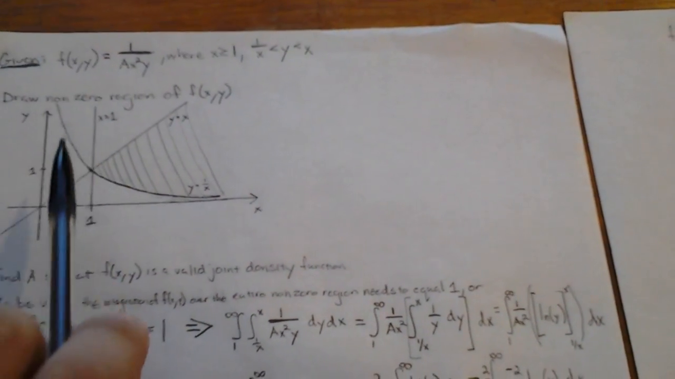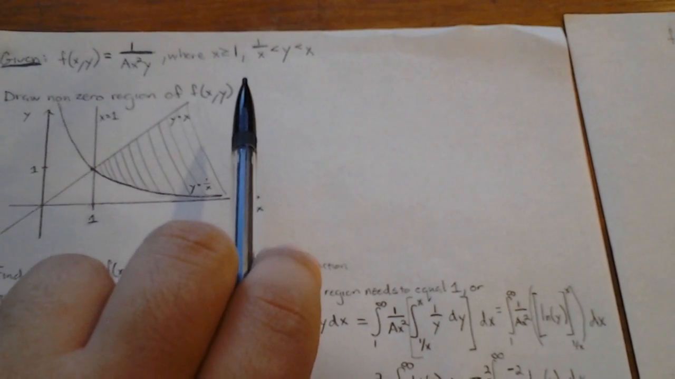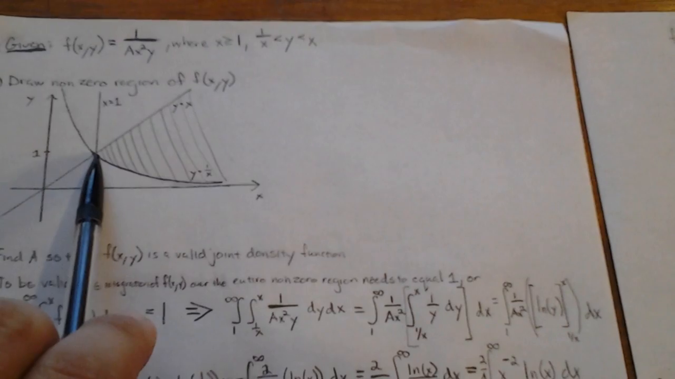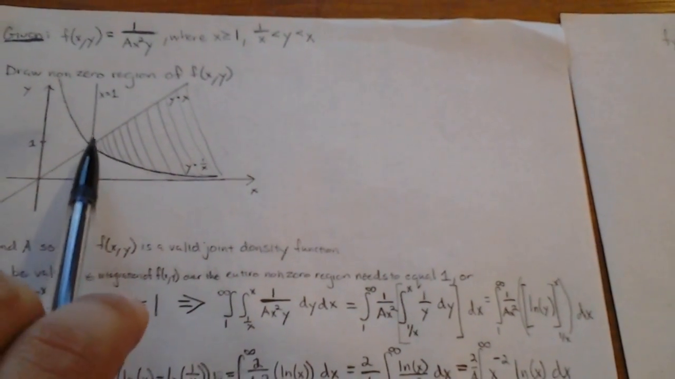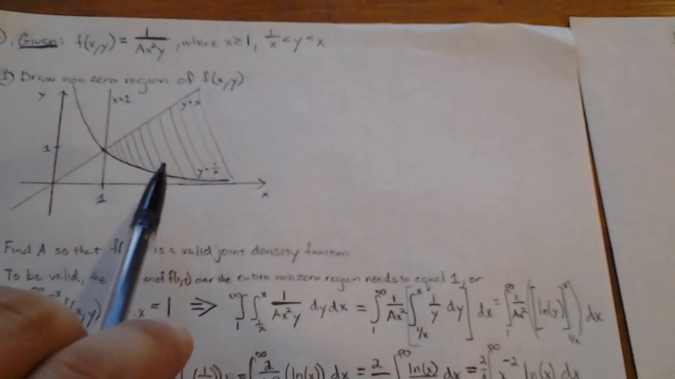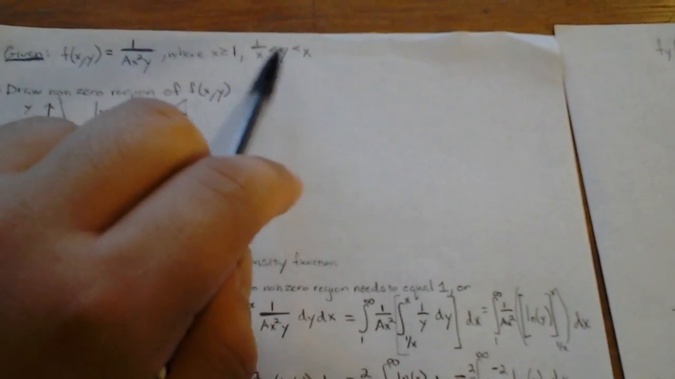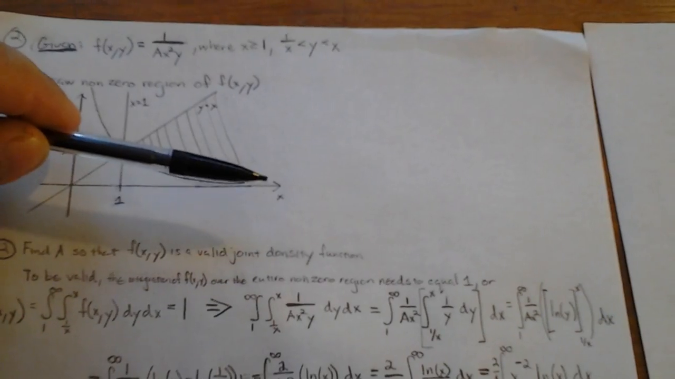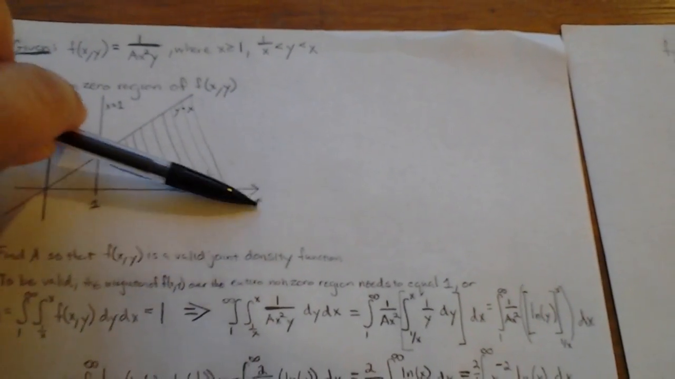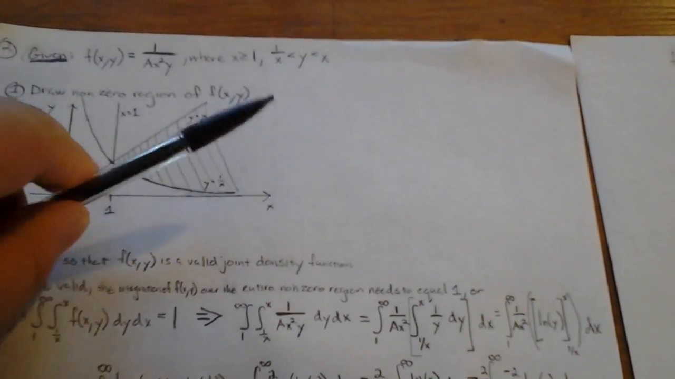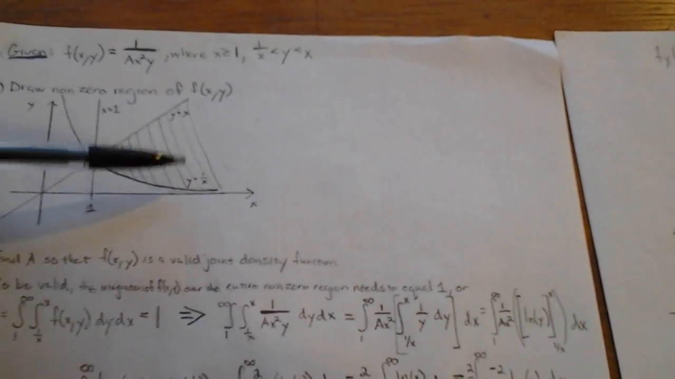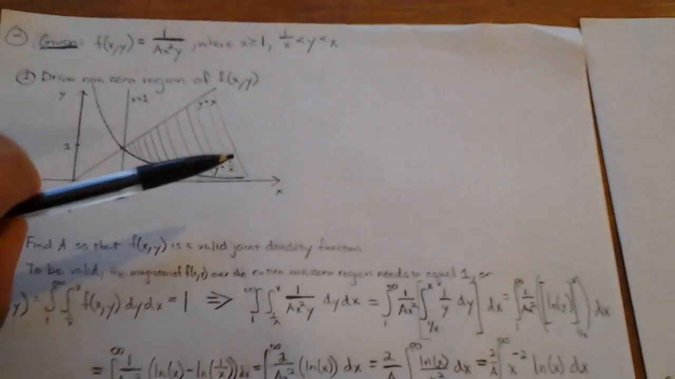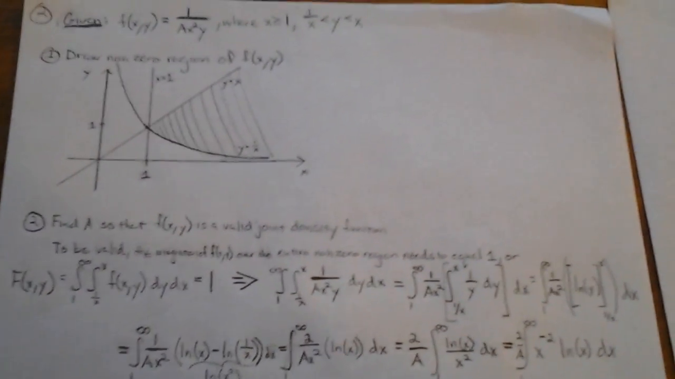So if we're just looking at everything to the right of this line, we see that these two functions meet right here, where x is equal to 1 and y is equal to 1. Since this is our lower limit and our upper limit, we're going to be looking at the non-zero region above this curve and below this line. So we're basically looking where all these squiggles are right here. It extends out this way, but that's going to be our non-zero region for our joint function.